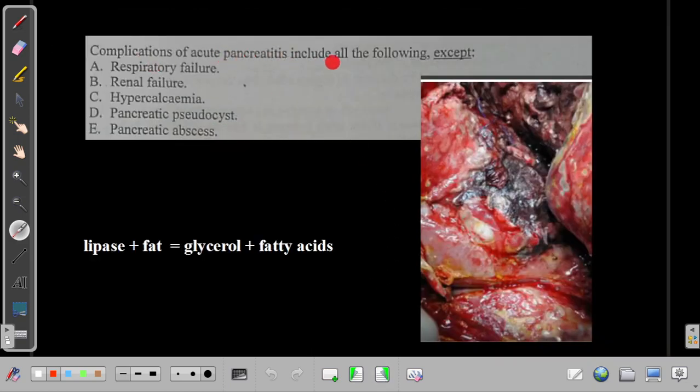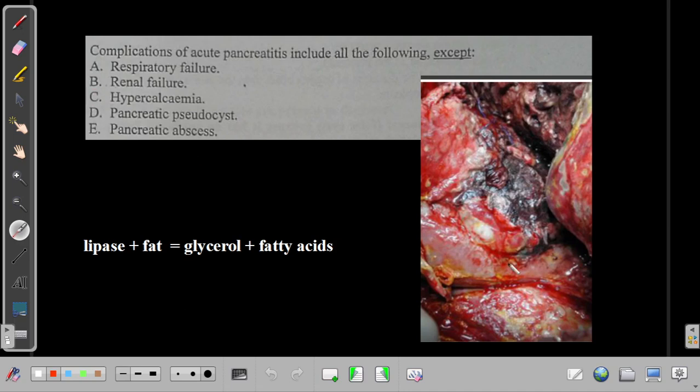Complications of acute pancreatitis include all of the following except: respiratory failure. Yes, that's true. Renal failure. That's true. Hypercalcemia. This is untrue. Go for C. As a matter of fact, acute pancreatitis will cause hypocalcemia.